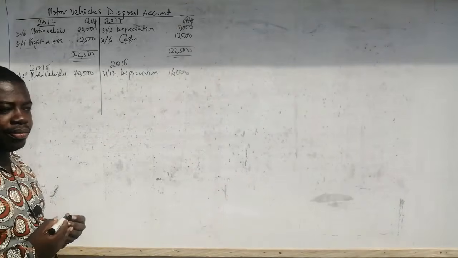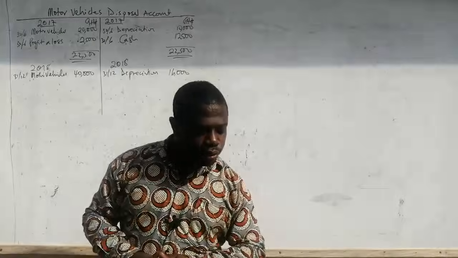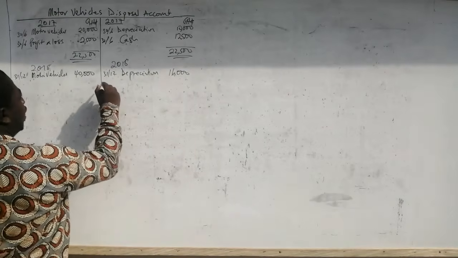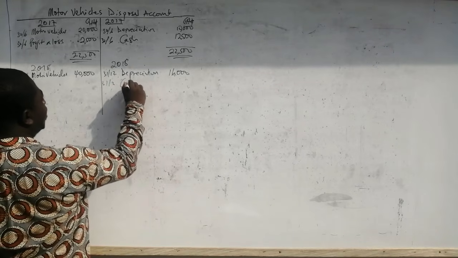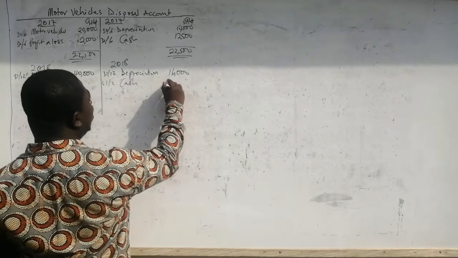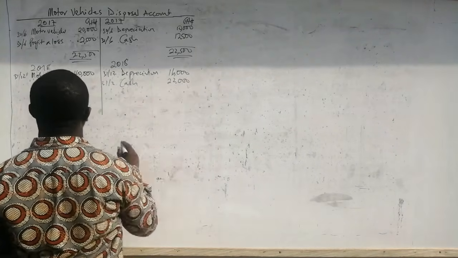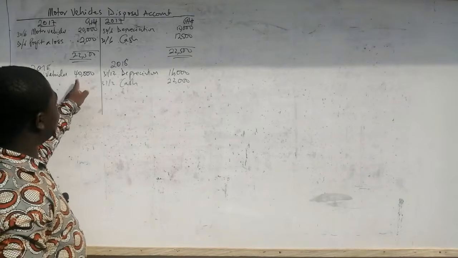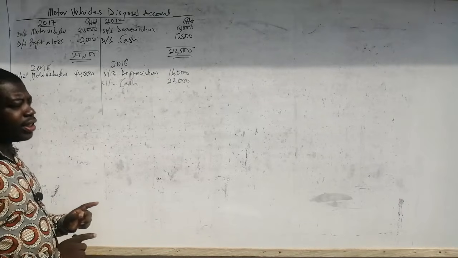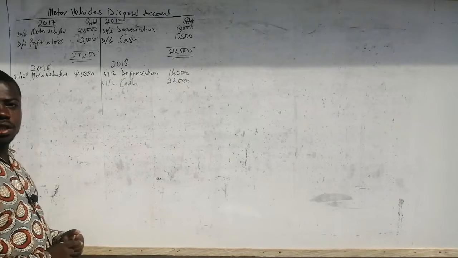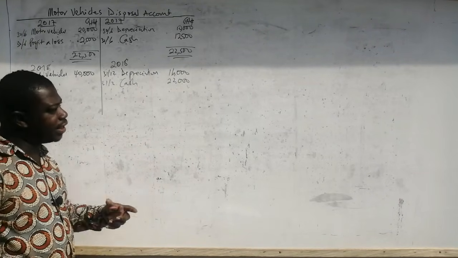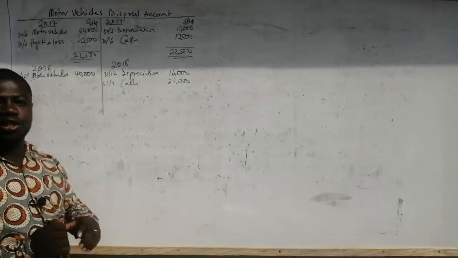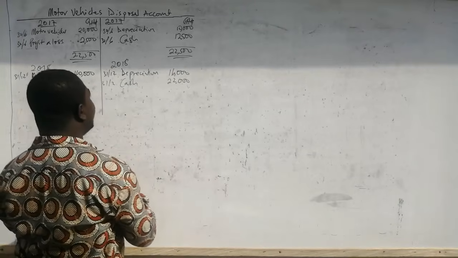Now let us look at something. We are told that this asset was sold for 22,000. If the asset was sold for 22,000, meaning that we are taking cash of 22,000 for the asset, determine whether it's a profit or loss. If you take 16,000 out of 40,000, you should have gotten 24,000. That is the value of the asset that is left. So if you are selling it for 22,000, you are selling it less than the actual value of the asset. So you are making a loss.